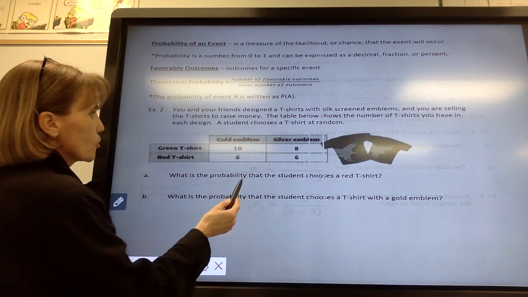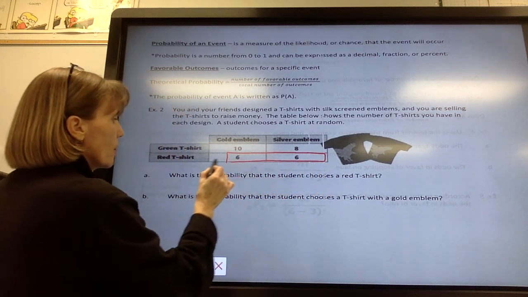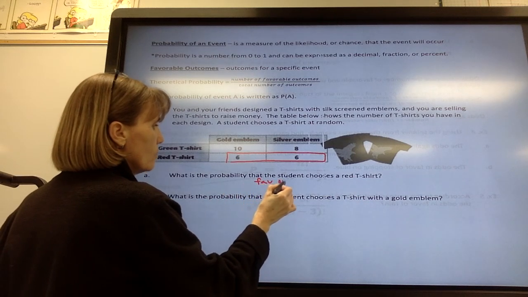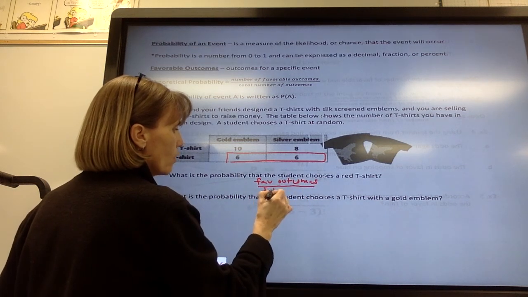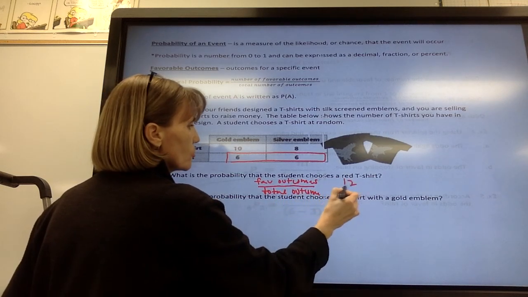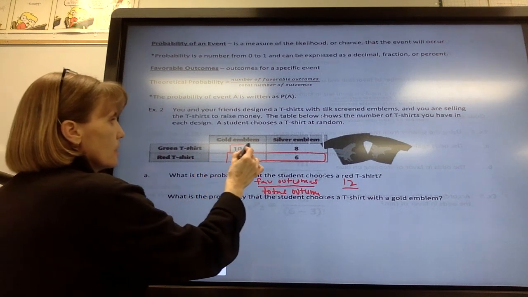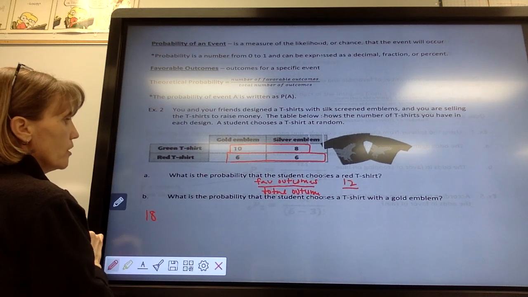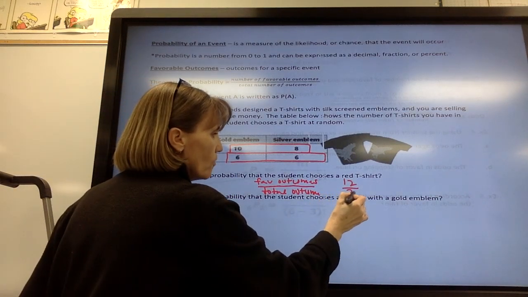What is the probability that a student chooses a red shirt? Okay, well, how many total red shirts do we have? We have some with gold emblems and some with silver emblems, but they're both red shirts. So favorable outcomes would be those that are red divided by the total outcomes, which would be all your shirts together. So the total red shirts is 12. And how many shirts do we have altogether? Well, we have 10 and 8. That's 18 green shirts plus the 12 red. There's a total of 30 shirts. So 12 out of 30.